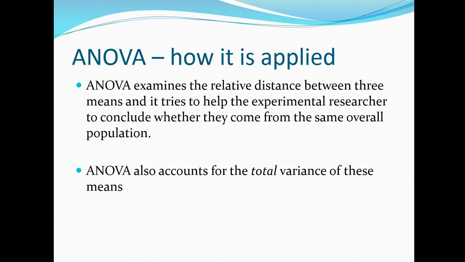How do we apply ANOVA? Well, ANOVA examines the relative distance between three means, and at the same time it tries to help the experimental researcher also conclude whether they come from the same overall population. ANOVA accounts for the total variance of these means. This is such an important concept in ANOVA. It's all about analysis of variance. That's why it gets its name, ANOVA, analysis of variance. So therefore it accounts for the total variance between groups, intra-group, and among the three groups.